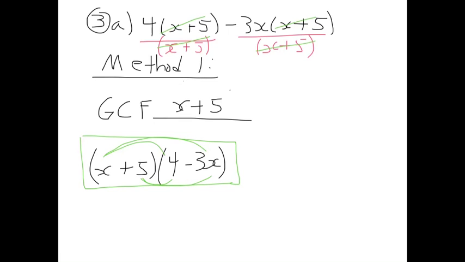So x times 4 is 4x. X times negative 3x is negative 3x squared. 5 times 4 is 20. And 5 times negative 3x is negative 15x.